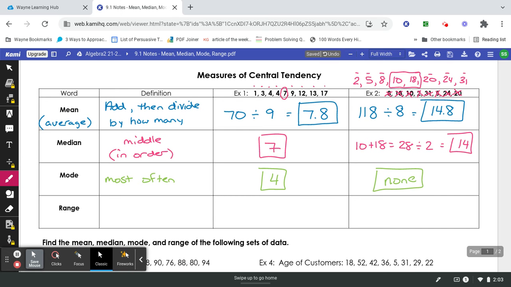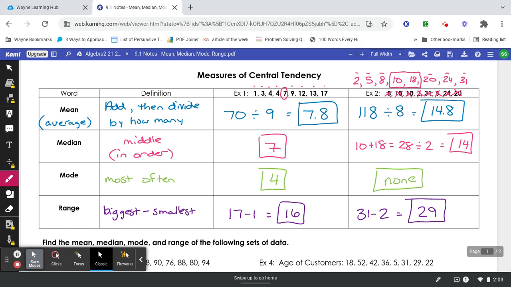And then the range is just how spread out your numbers are. So in order to do that, we're going to do the biggest number minus the smallest number. So our first example would be 17 minus 1. The biggest minus the smallest, I would get a 16, which means our numbers are spread out over 16 different places. And example number 2, 31 minus 2. 29. That's a bigger spread, so those numbers are a little bit more spread out than the other ones.